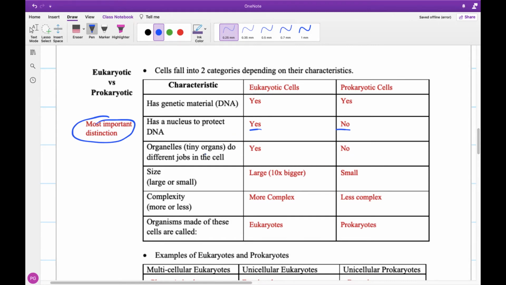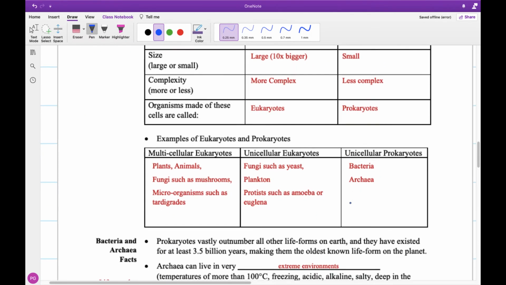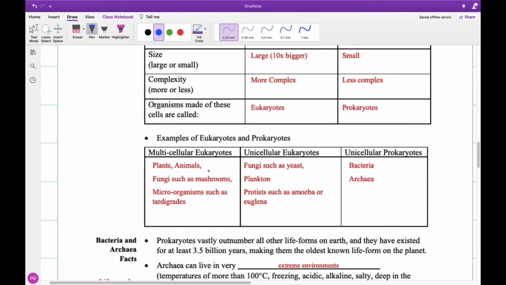Our eukaryotic cells also have tiny little organs that we'll learn about in a later lesson that do different jobs. The size of eukaryotic cells is much bigger, they're much more complex, and organisms made of these are called eukaryotes. So, for instance, we are a eukaryote. Prokaryotic cells do have DNA, but it's not protected. They don't have tiny organelles. They're quite small, not very complex, and that is the distinction between our eukaryotic and prokaryotic cells. So, for instance, eukaryotes would include plants, animals, fungi, microorganisms like tardigrades, which we'll see in a bit.